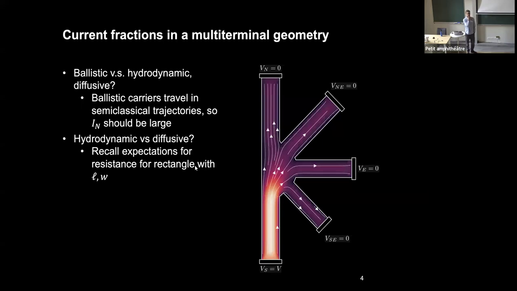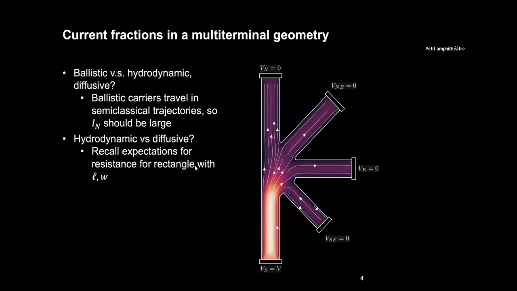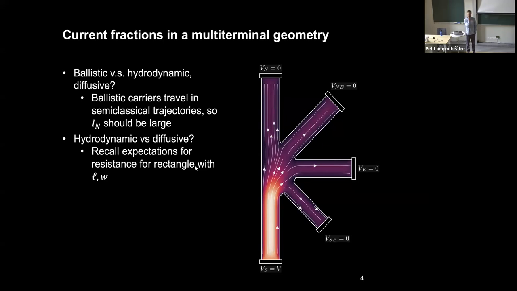But to do that, we have to remember some expectations for this diffusive and hydrodynamic regime that were covered in the previous talk. In particular, if you have a rectangle, and notice that all of these drains at various angles are just rectangles, and it has some length and width, then for the diffusive case, or this ohmic case where there's momentum relaxation, we expect that the total resistance of this rectangle should simply be proportional to the length over width of the device.